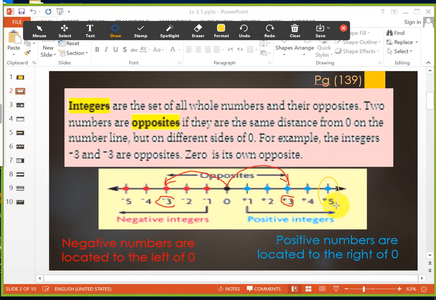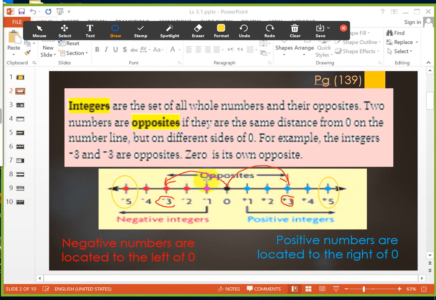Excellent, Farah. Excellent, Maria. Excellent, Joanna. So the opposite of positive 5 is negative 5. The same number with the opposite sign. Thank you, Jana, Alina, Johara, Yusra.